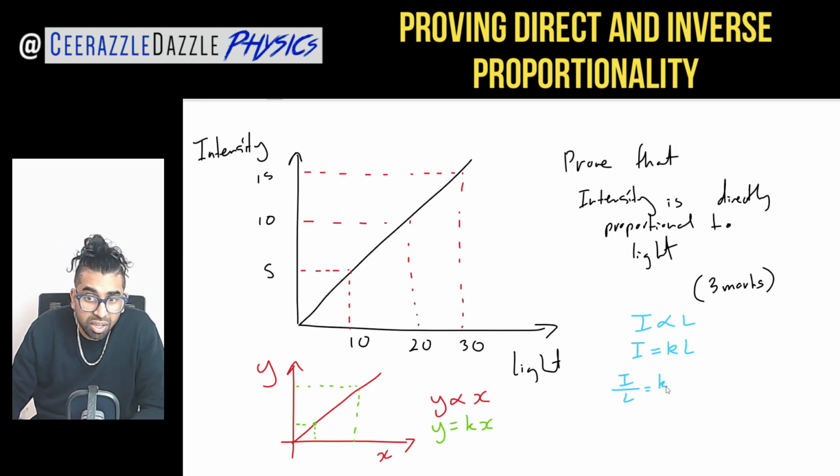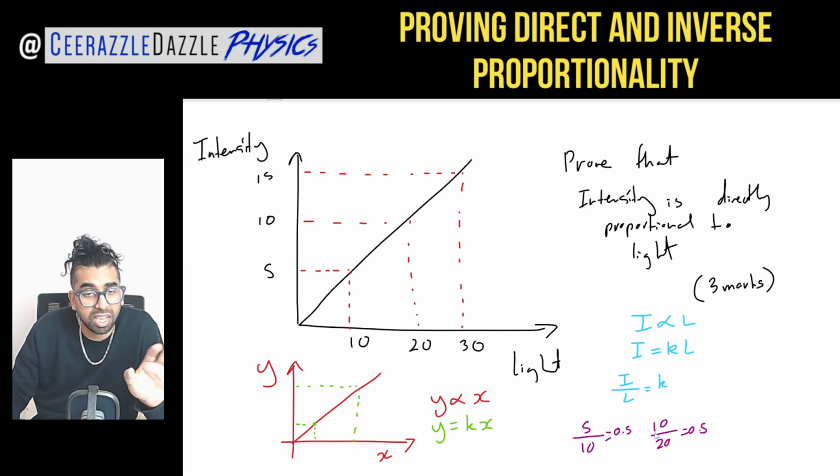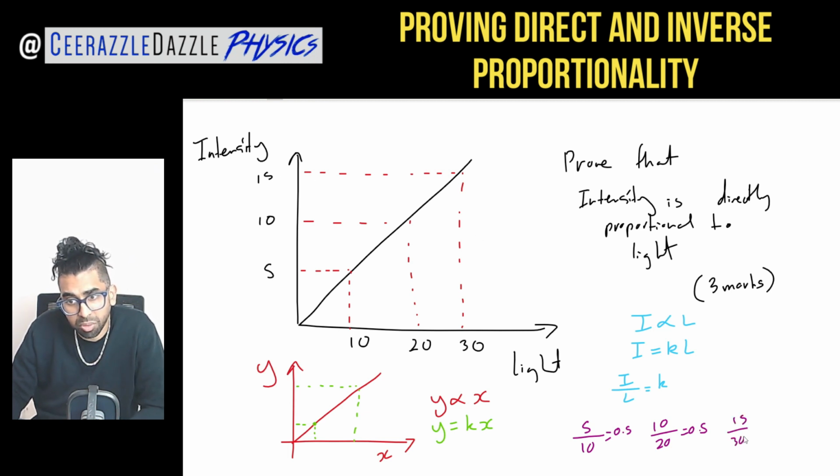Now let's work out the value of K for all these different points. For the first one, we've got the intensity being 5 and the light being 10. So 5 divided by 10 is 0.5. So K is 0.5 for this pair of results, because we're dividing the intensity by the light. Then over here we've got 10 divided by 20, which is also 0.5. As you can see, the constant is the same. We do it one more time: 15 divided by 30, which is also 0.5. The constant K is the same for all of them.